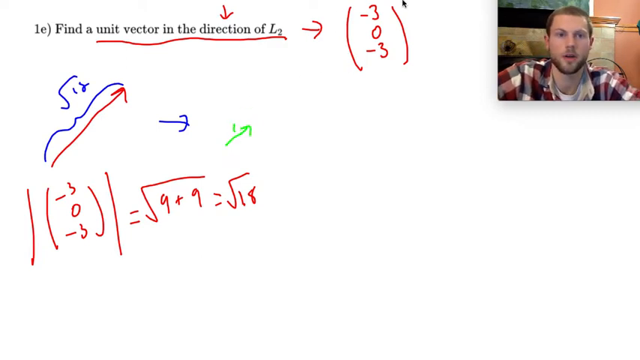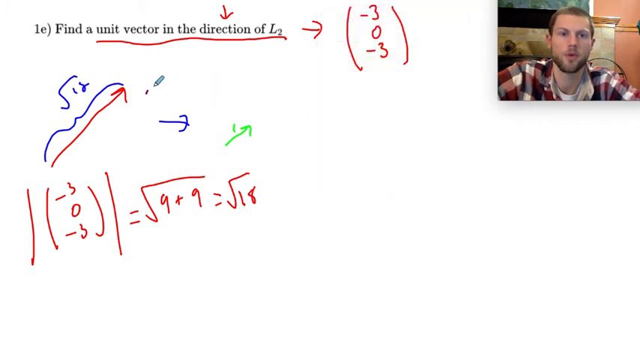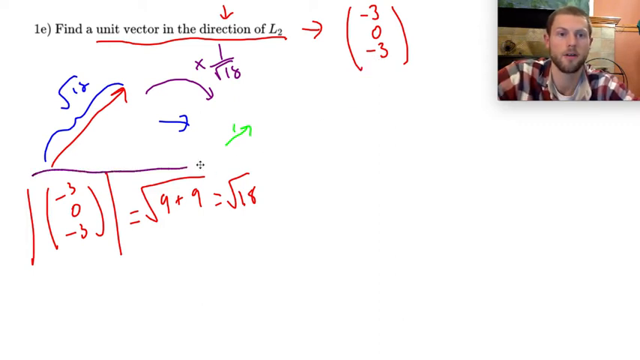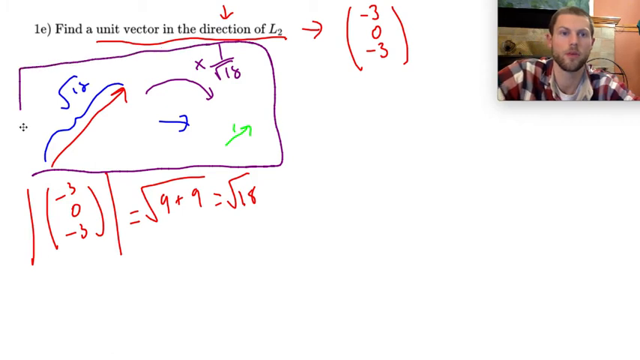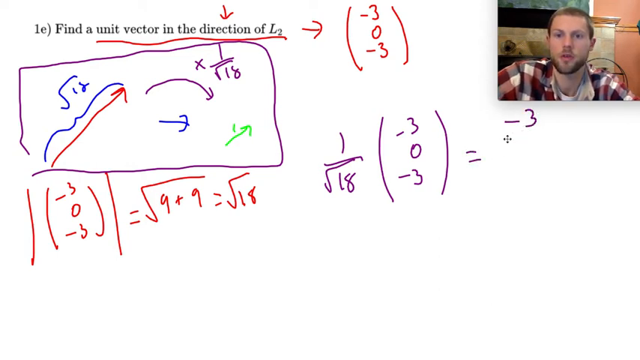So basically what I'm going to do here is take every single one of my components and multiply by 1 over the square root of 18, or 1 over the magnitude in general. This is what I'm going to be multiplying each of the components in my direction vector by. That's how I scale down my direction vector into a unit vector. So let's take 1 over the square root of 18 and multiply that by -3, 0, -3. That's going to equal -3 over the square root of 18, and then 0, and then once again -3 over the square root of 18.